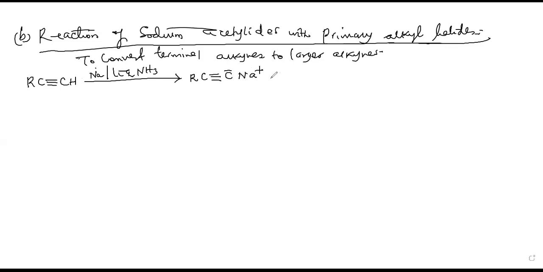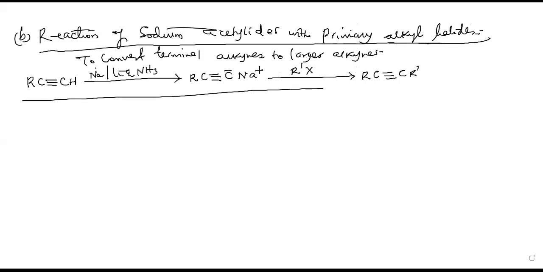Then this is treated with an alkyl halide, which is a primary alkyl halide. When we say primary alkyl halide, that is an alkyl halide with one alkyl group. So you can consider RX, to form RC triple bond CR. When we represent them like this, the equation becomes a bit hard, so let me give you an example and you see what I'm trying to mean.